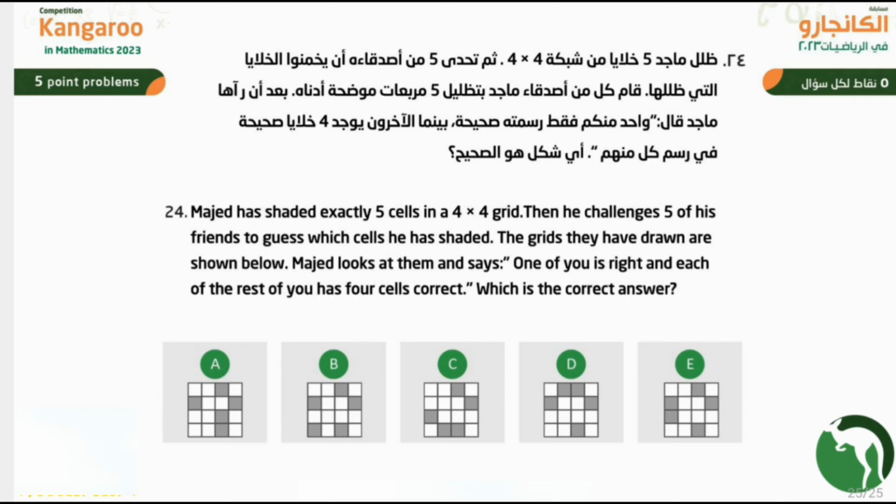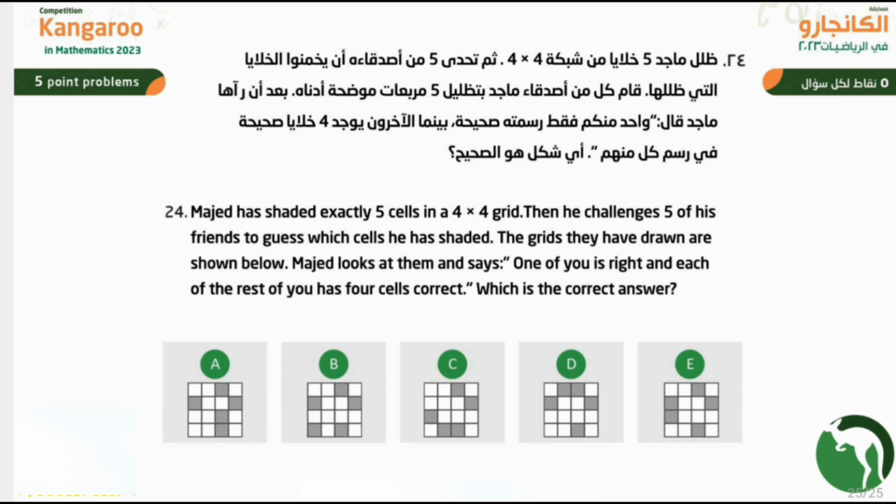Okay, now in question number 24, Majid has shaded exactly 5 cells in a 4x4 grid. Then he challenges 5 of his friends to guess which cells he has shaded. The grids they have drawn are shown below. Majid looks at them and says, one of you is right and each of the rest of you has 4 cells correct. Which is the correct answer?